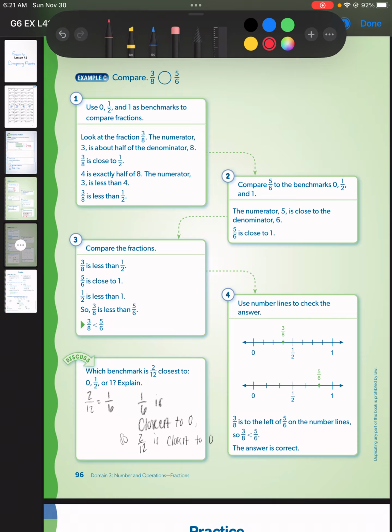They can use a number line to check and then jump into a discussion question with students around which benchmark 2/12 is closest to. I would push students to ask for their strategy. So before having students even figure it out, push them into a turn and talk. What strategy are they going to use to figure this out?